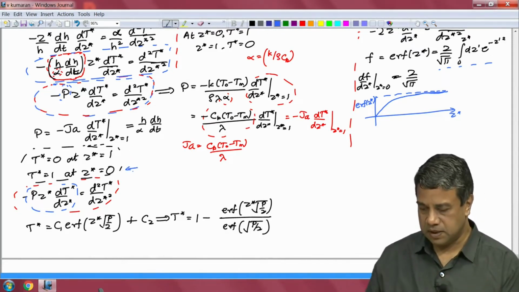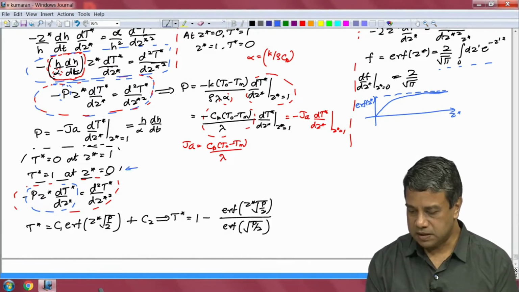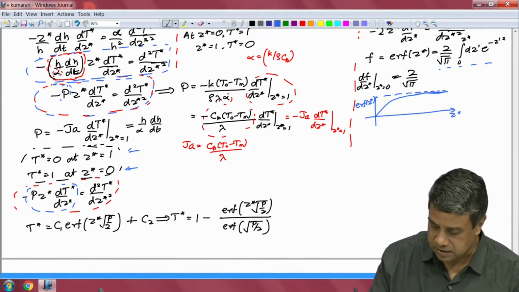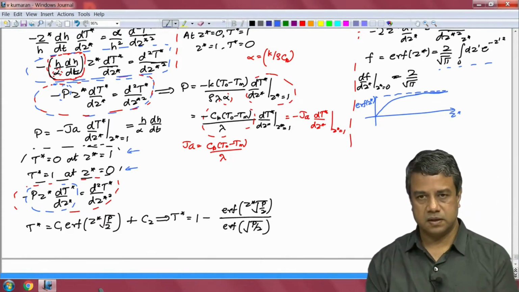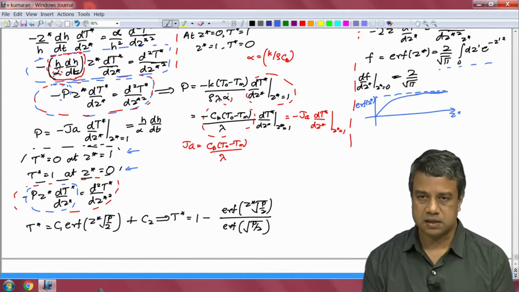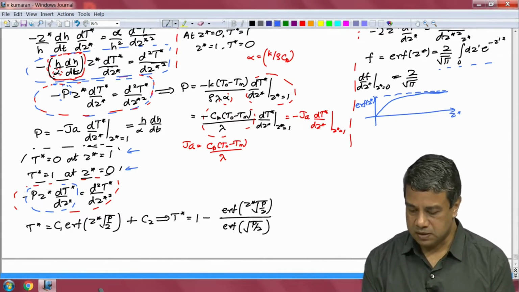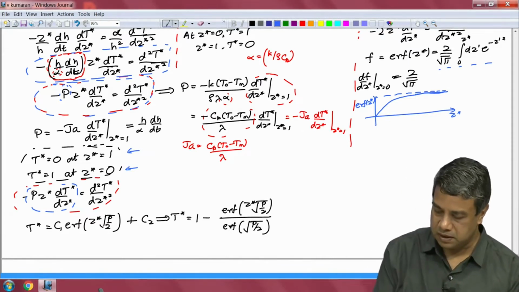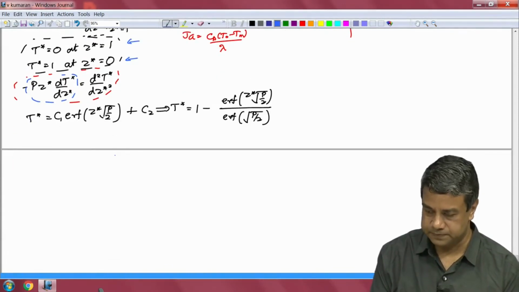t star is equal to 1 at 0, and at z star is equal to 1, you can easily verify that this condition is satisfied. t star is equal to 0 at z star is equal to 1. So, the constants C1 and C2 are fixed by these two conditions, and this is the final solution I get for the temperature T star.